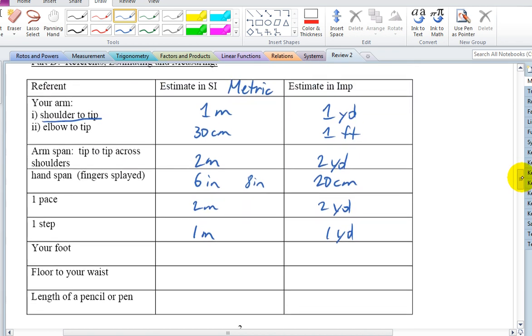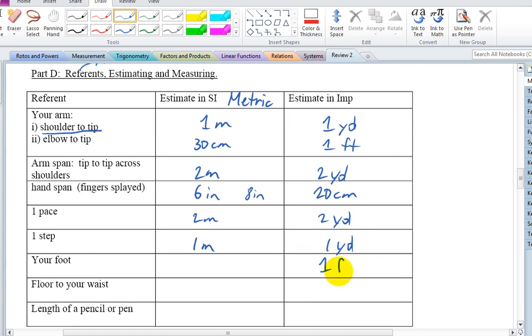How big is a foot? Well, it's about 1 foot, right? 12 inches. Well, I got that one screwed up back there, didn't I? So this should be 20 centimeters.